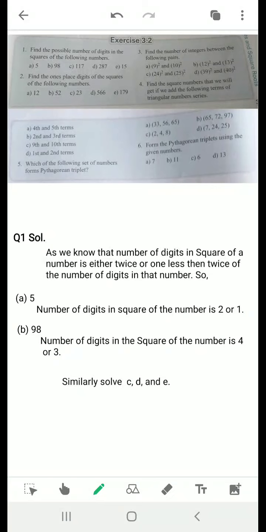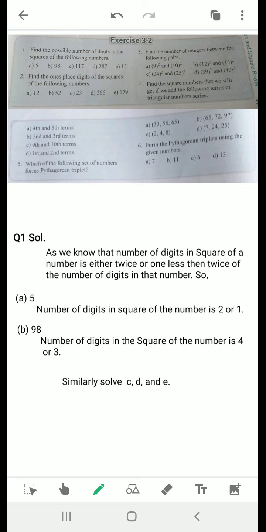Now, in this video, I am going to explain exercise 3.2, which is related to the properties of square numbers. In case you didn't understand what the properties of square numbers are, I have already uploaded videos related to them. You can watch those, and after that watch this video carefully and try to understand the topic.